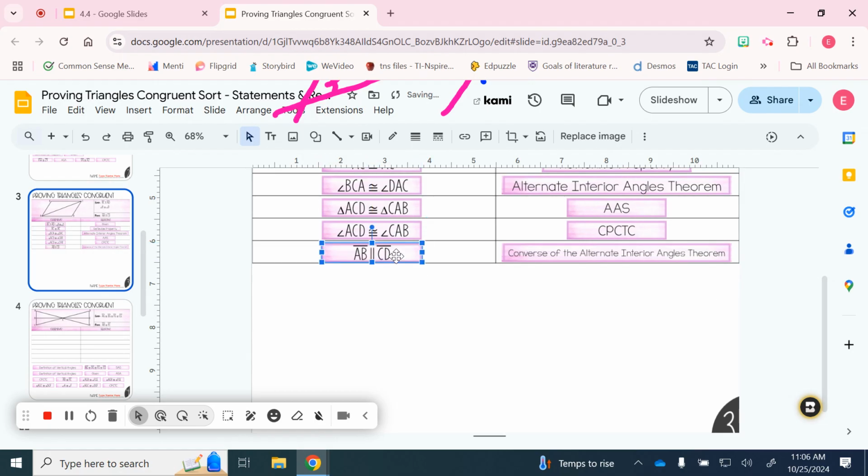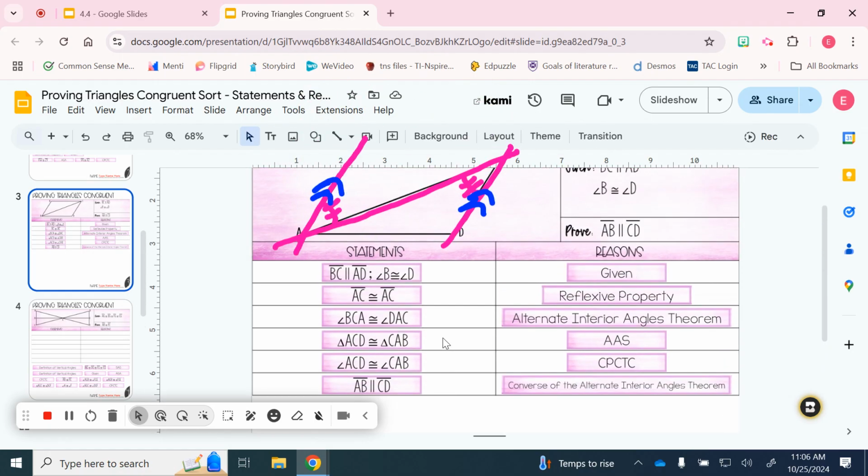Again, I'm taking this for credit. You need to make sure this is done by Tuesday, okay? You can do it online. Yeah, you should be.